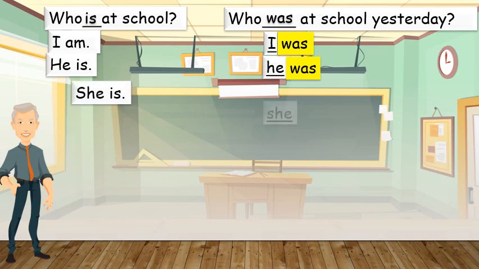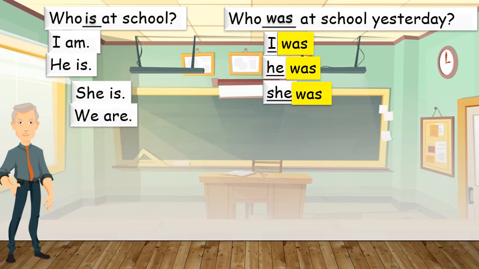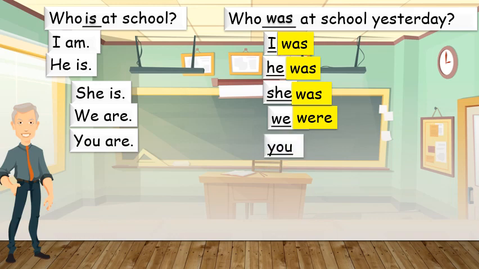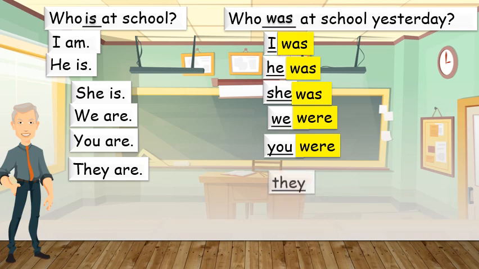She is. Past tense, she was. We are. Past tense, we were. You are. Past tense, you were. They are. Past tense, they were.